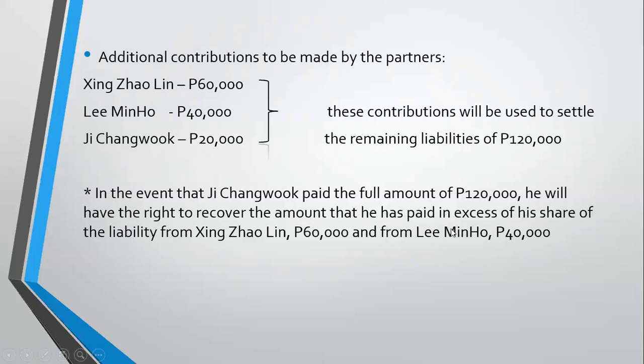Pero dahil binayaran niya muna yung 120,000 again, ibig sabihin lang nun, inabunuhan niya muna yon. Pero, dahil na-settle na yung outside creditor, of course, yung dalawang partner who happens to be insolvent dun sa time na nagbayad sila, ay kailangan nilang bayaran naman si Ji Chang-wook. Kasi may karapatan siyang singilin silang dalawa. Kasi sobra yung kanyang binayaran dun sa kanyang share, no? Doon sa loss or dun sa outside creditor na dapat nilang babayaran.